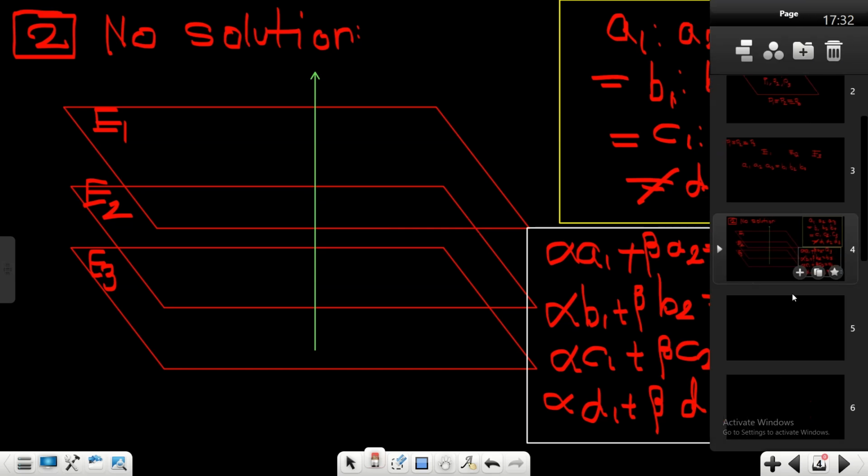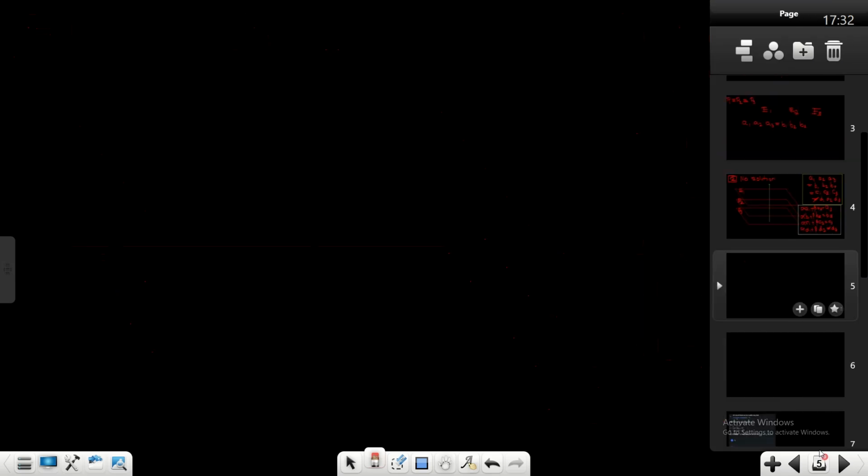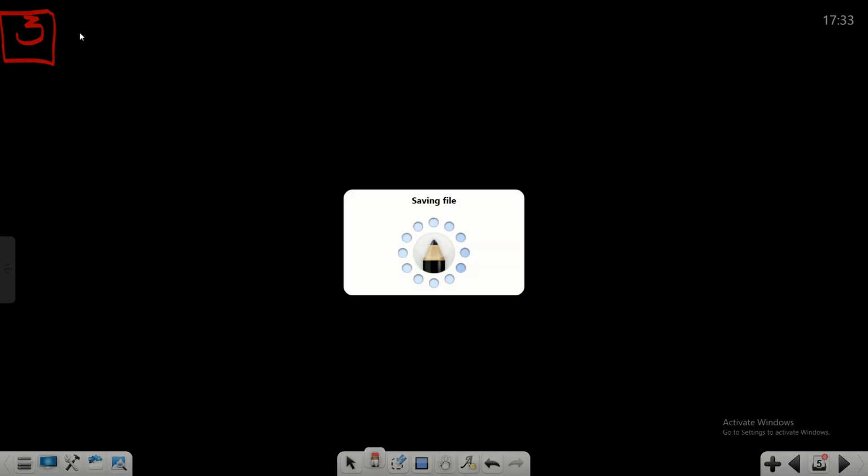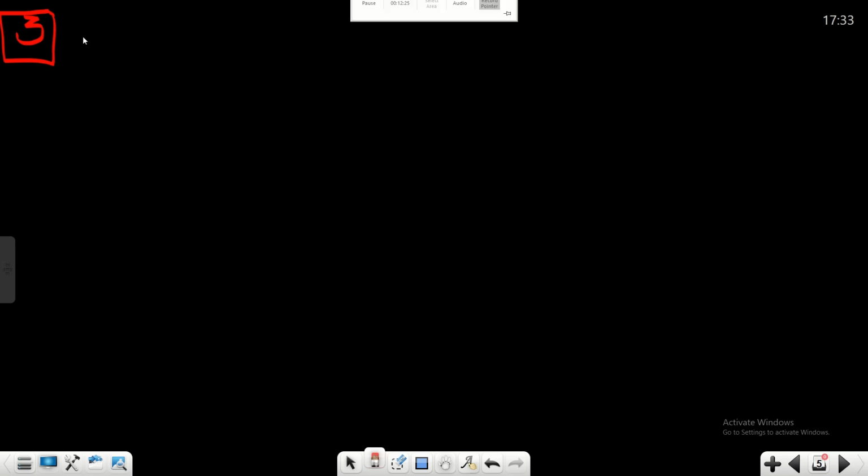Okay, now let us look into the last case, which is unique solution. Now if I have a case where the system of three equations has a unique solution.